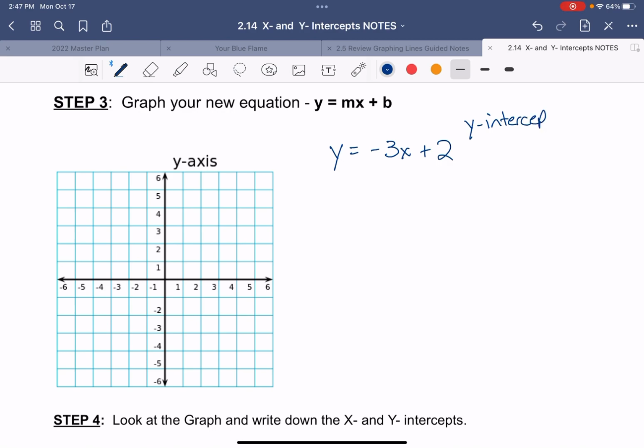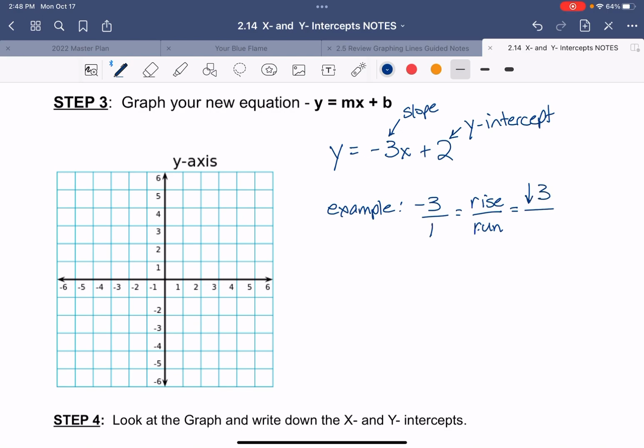Y-intercept is this number all by itself here, okay? And our slope is negative 3. Okay, so knowing that, I'm just going to do a quick reminder. I'm going to write example, slope is really negative 3 over 1, which is the same as rise over run, which is the same as the first thing we do is go up or down. In this case, we're going to go down because it's negative, down 3.